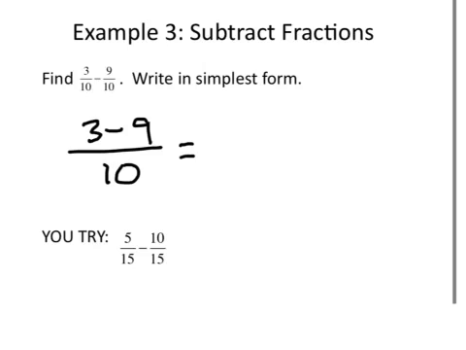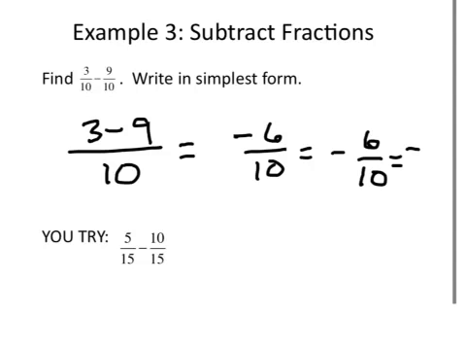3 minus 9, as we know, is a negative number. We're going to get -6/10. Well, negative 6/10 written like that, we are going to reduce this. 6 and 10 have a common factor of 2. So when I divide the numerator and denominator by 2, I end up with the fraction negative 3/5.